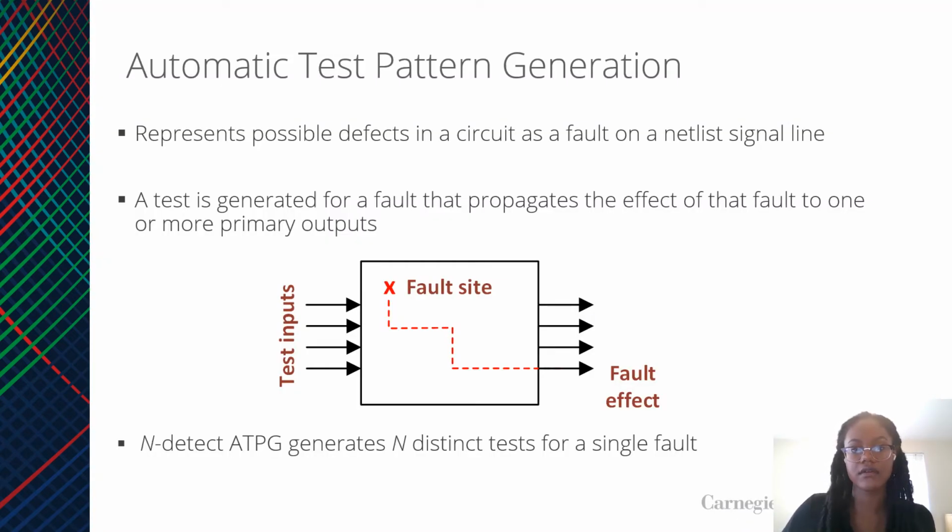To measure corruptibility, we're using ATPG, or automatic test pattern generation. ATPG is a tool used to generate tests to detect possible defects in a fabricated circuit. A defect is modeled as a fault on a netlist signal line, and in particular, we're using stuck-at faults, which represent a defect where a signal line is permanently fixed at a 1 or a 0. The ATPG tool generates a test consisting of primary inputs for a fault which propagates the effect of that fault to one or more primary outputs. Additionally, in this work, we are using N-detect, and N-detect ATPG generates N distinct tests for a single fault.